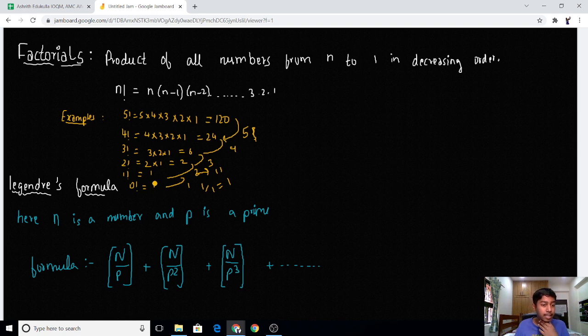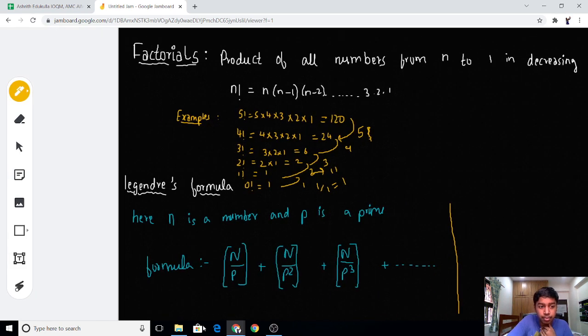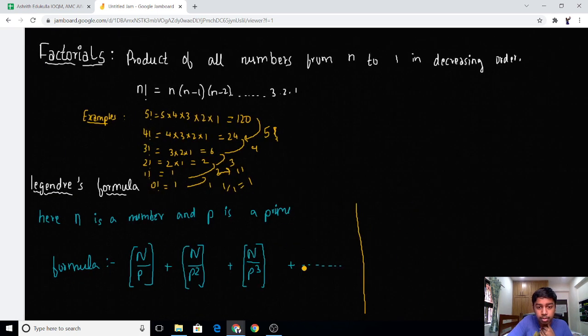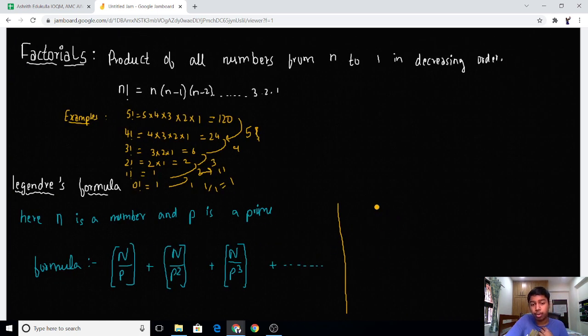Now, what is Legendre's formula? In Legendre's formula, listen to my statement, if I want to find the number of factors, okay, here's a small example.